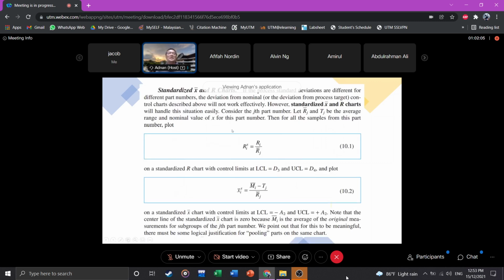We can also use the standardized X bar and R chart in the case where the assumption of standard deviation is not the same for different products. We need to use standardized X bar and R.